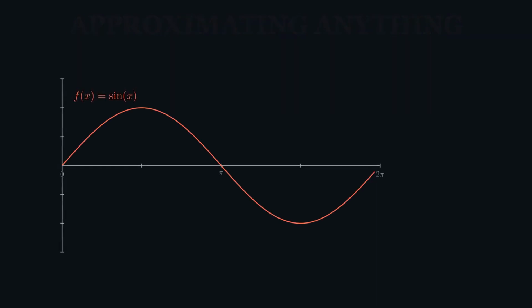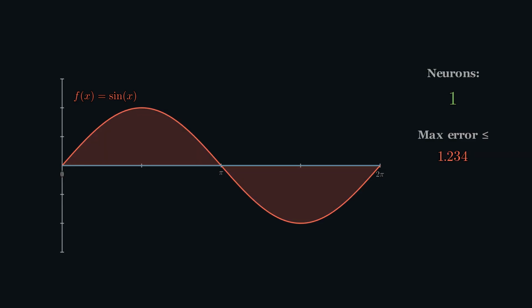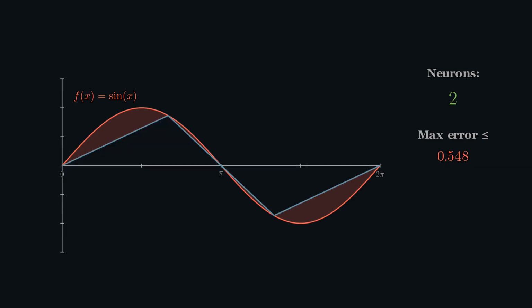Now let's see the hat functions in action. Our target, the sine function on 0 to 2pi, smooth, continuous, and curvy. Everything a straight line is not. With just one neuron, we get 2 line segments. The error is enormous, over 1.2. 2 neurons, 3 segments, better but still rough.